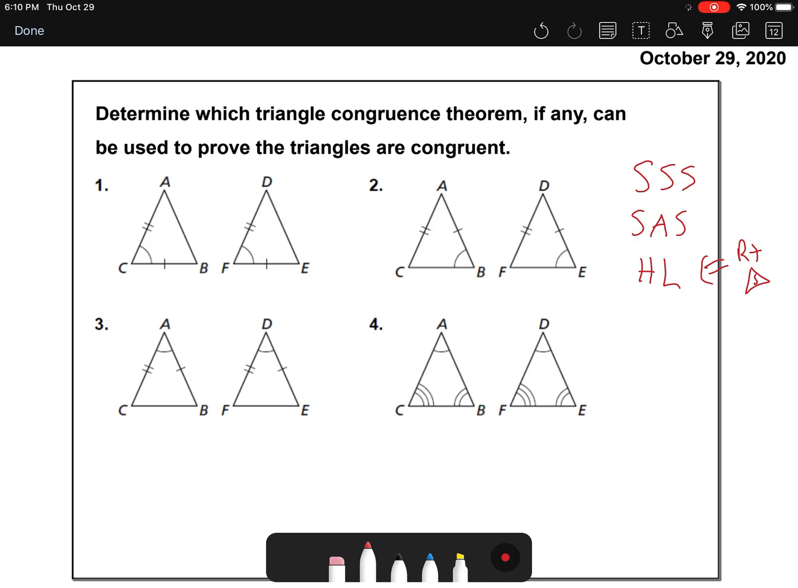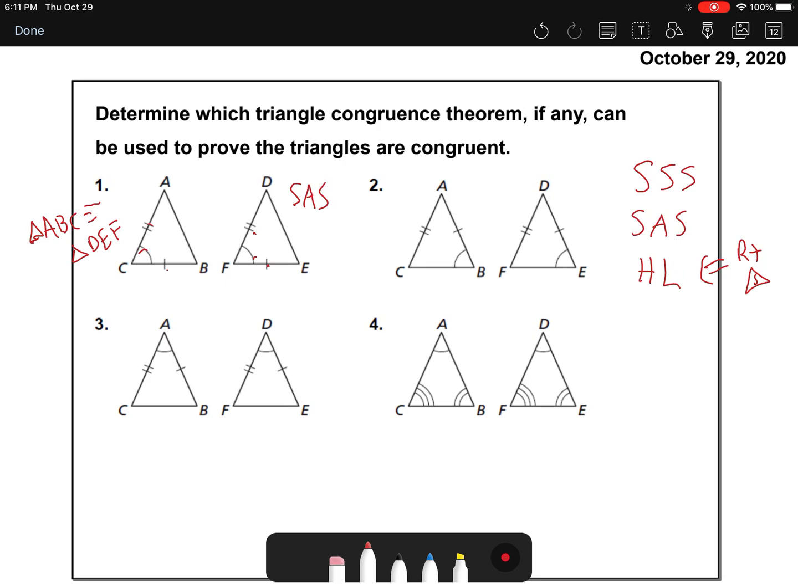So if you look at number one, you can clearly see that it's not side, side, side. Is it side angle side? Side, angle, side is the angle between them, what we call included. Yes. And if we wanted to write a congruent statement, if I wrote triangle ABC is congruent to, what triangle would you say? ABC. Right, DEF.